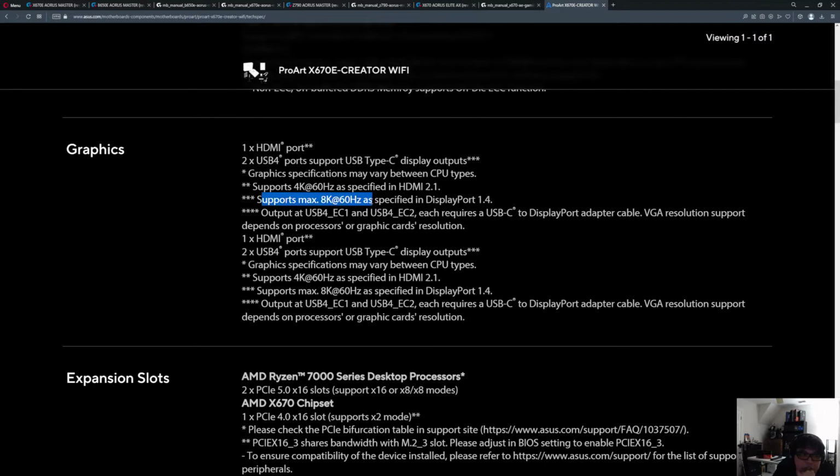Supports max 8K. What is that? Oh, so you can do 8K 60. You can do 8K 60 on both of those USB 4 as a video out. Output at USB 4 EC1 and EC2 each requires a USB-C to DisplayPort adapter cable. VGA resolution support depends on processor graphics card. Okay. But I think this motherboard has DisplayPort input, if I'm not mistaken.